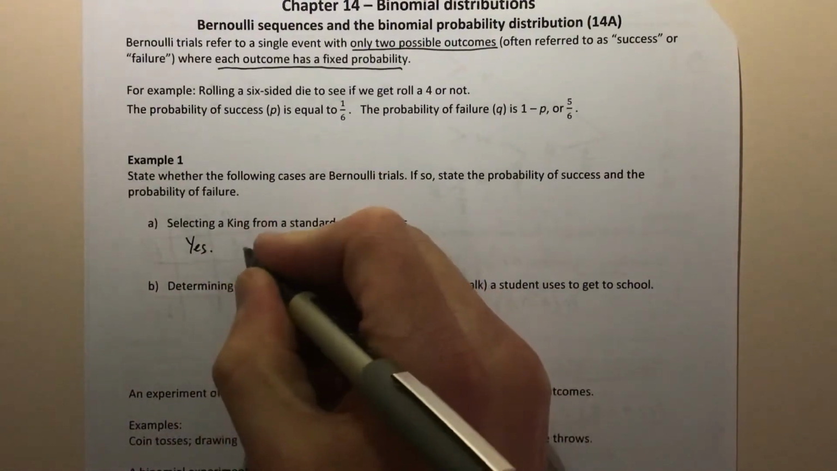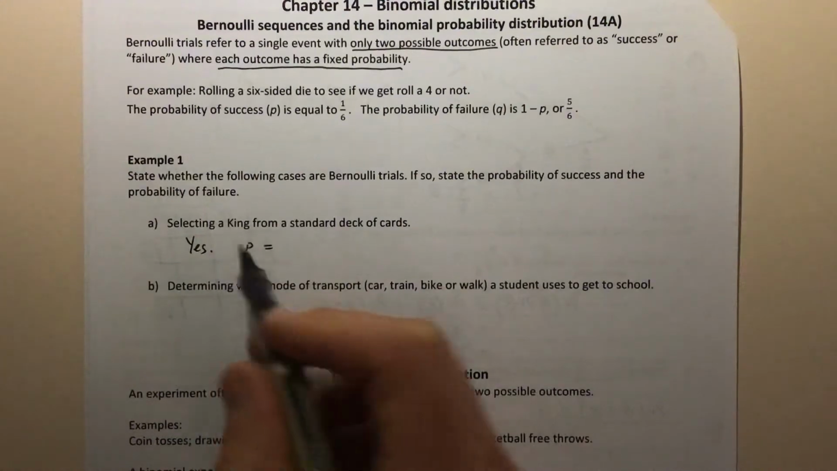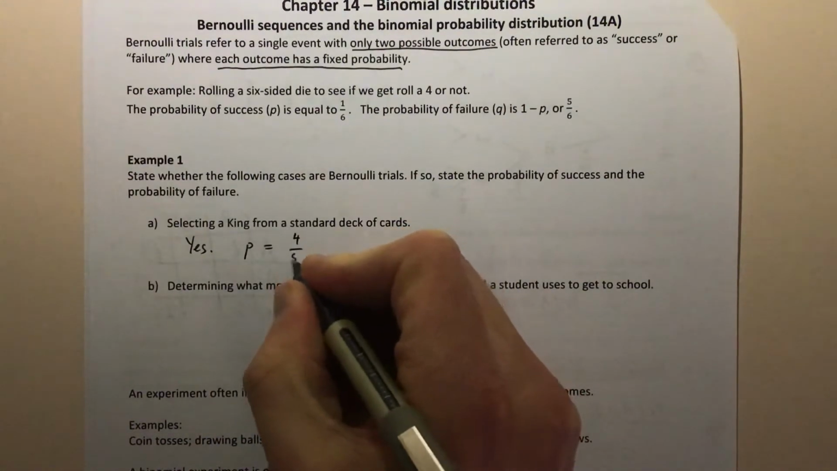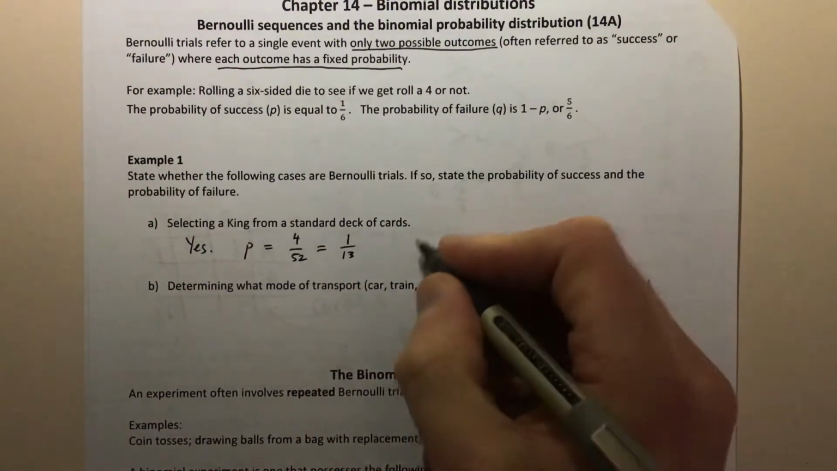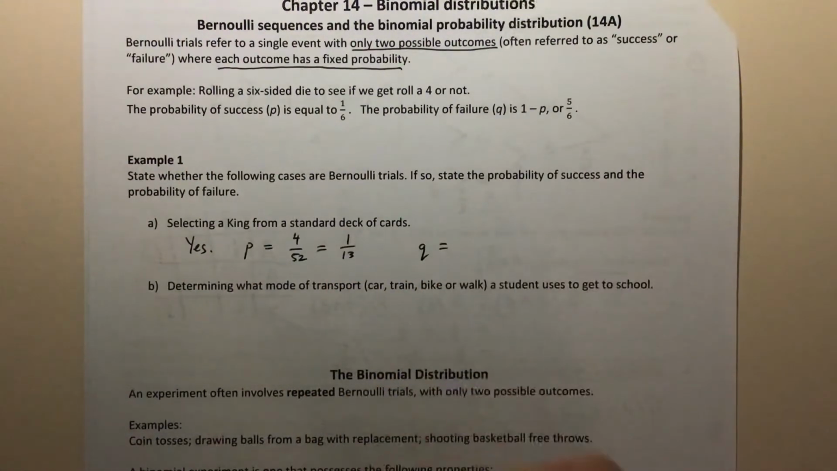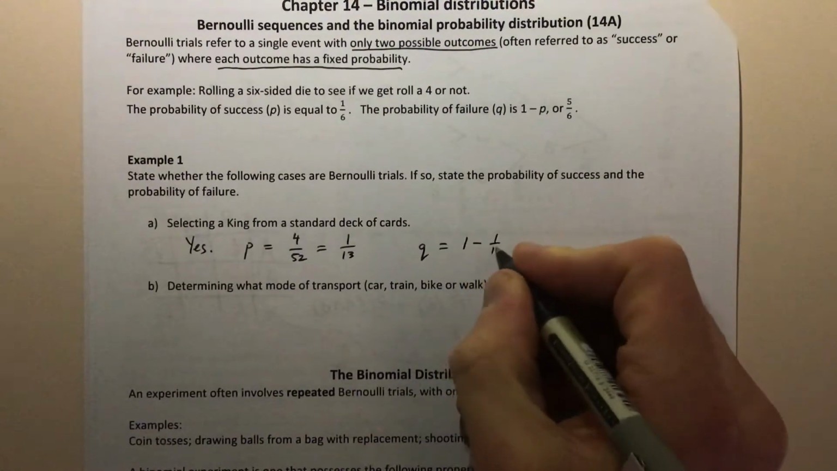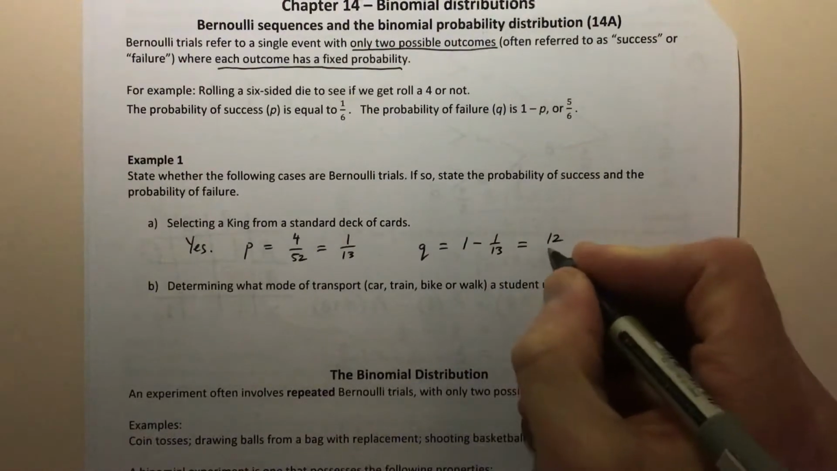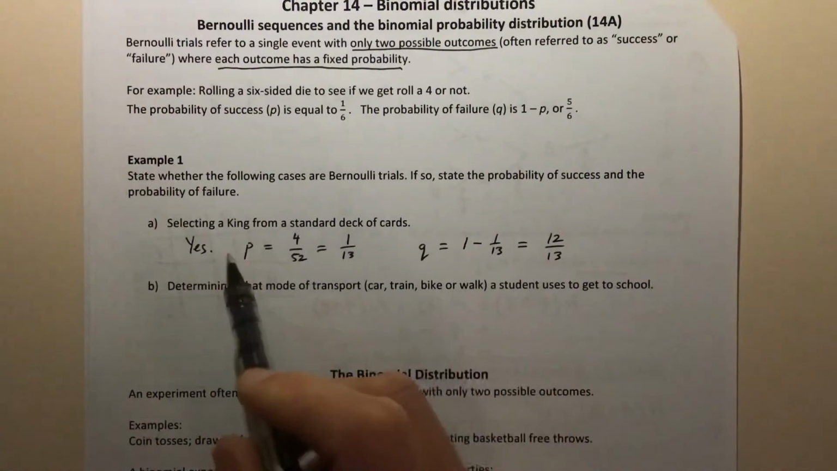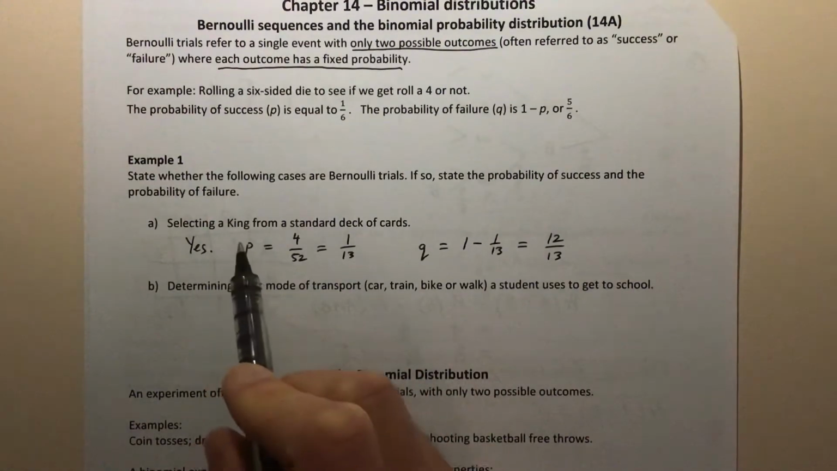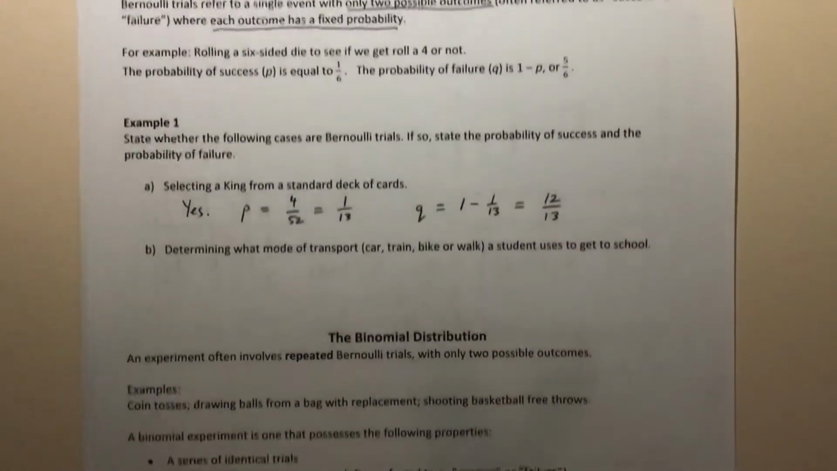The probability of success, which we often use lowercase p to represent, well, there are 4 kings out of 52 cards. So the probability of success would be 1 out of 13. And that means the probability of failure, the probability of not getting a king, would be 1 minus 1/13, which is 12/13. All right, so that is a Bernoulli trial because we've only got two possible outcomes. We either get a king or we don't get a king, and the probability of success is 1/13.